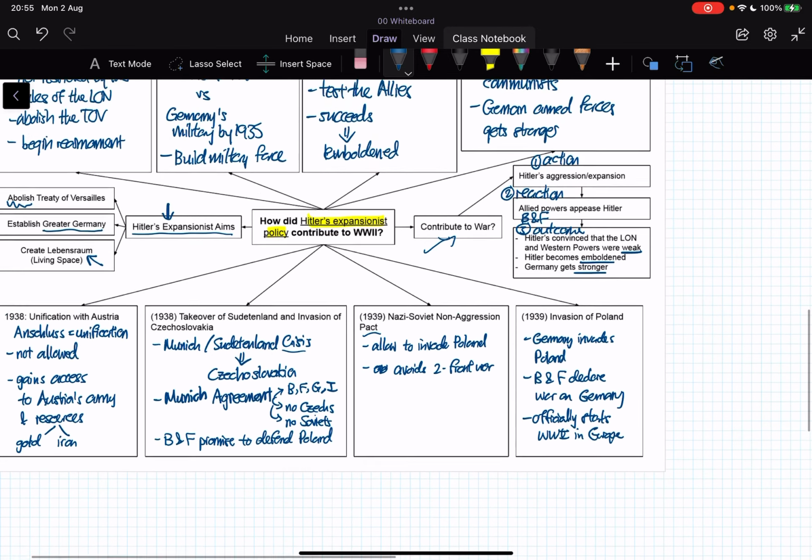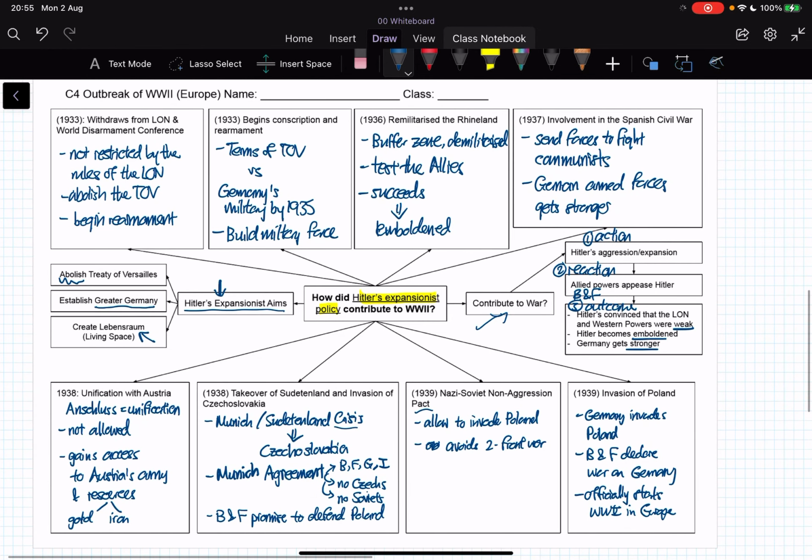Okay, so I hope that you guys can benefit from this mind map. You'll start to see in the middle, once again, we start off talking about how did Hitler's expansionist policies contribute to World War II. We talked about his expansionist aims. We talked about the pattern of action, reaction, and outcomes, and how this finally contributes to World War II. And we looked at 8 separate incidences.